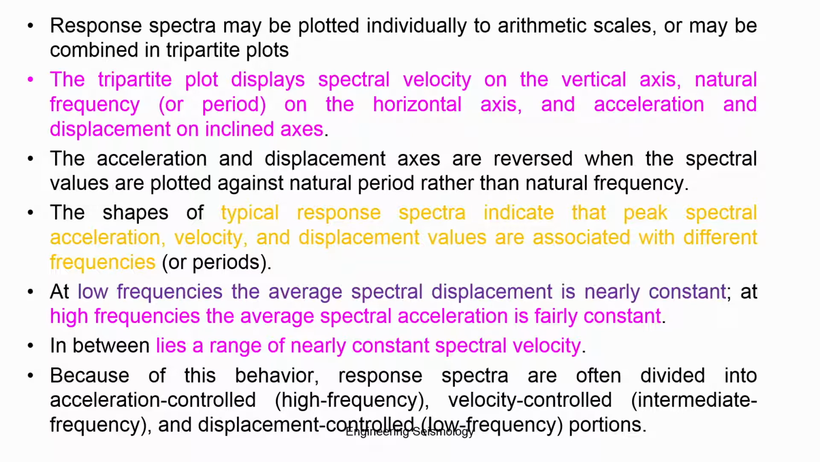The acceleration and displacement axes are reversed when the spectral values are plotted against natural frequency rather than natural period. The shape of the typical response spectrum indicates that the peak spectral acceleration, velocity and displacement values are associated with different frequencies or periods. At low frequencies the average spectral displacement is nearly constant, at high frequencies the average spectral acceleration is fairly constant, and in between there is a range where the velocity is nearly constant. So in the low frequency range the displacement is nearly constant, in the high frequency range the spectral accelerations are fairly constant, and in the intermediate frequency range the spectral velocities are nearly constant.